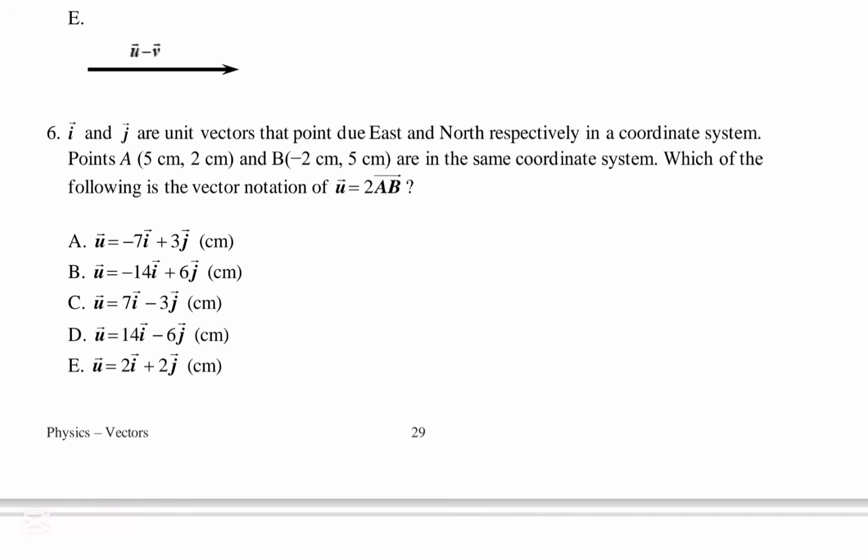I and J are unit vectors that are due east and north respectively in a coordinate system. So please remember your coordinate system. Never eat, hold on, let me draw it properly. Never eat shredded wheat. Now remember that north and east are positive, whereas west and south are negative. Now also remember, for I and J, something important you need to remember.